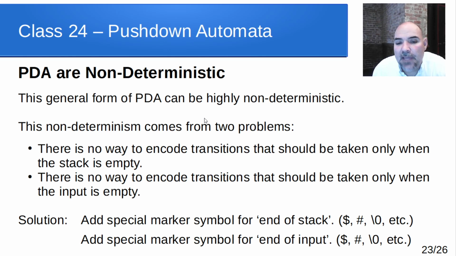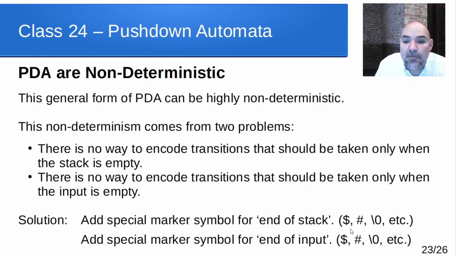So the solution to that is to add a special marker that means this is the end of the stack, or this means the end of the input. And a lot of the time you'll see they do that. The idea is that we add this special symbol that cannot appear in the input and cannot appear in the stack alphabet, but it means the end of the input or the bottom of the stack. A lot of times you'll see a $ sign or a pound sign or a null character, \0, used to represent that. And that can get rid of a lot of the non-determinism, making them a little bit easier to create for certain types of languages.